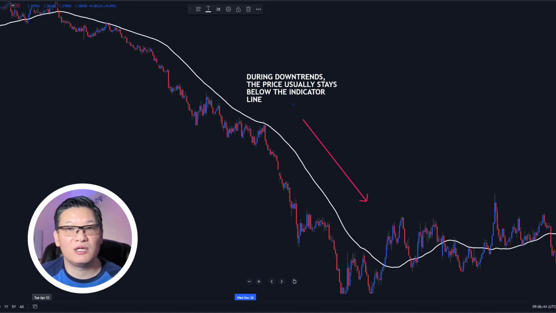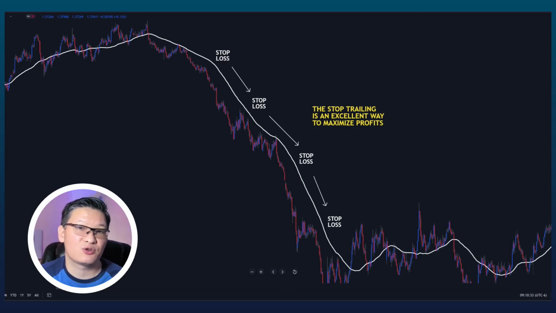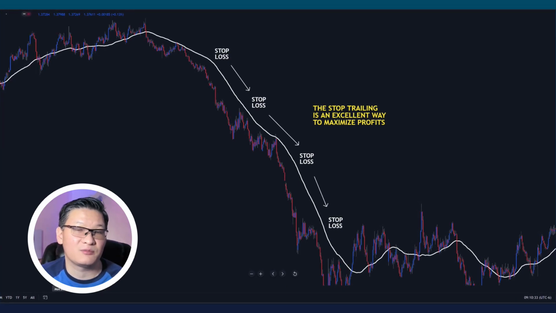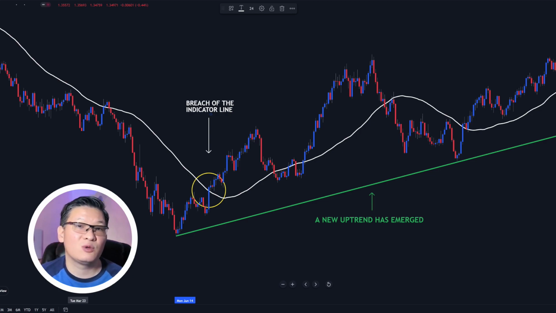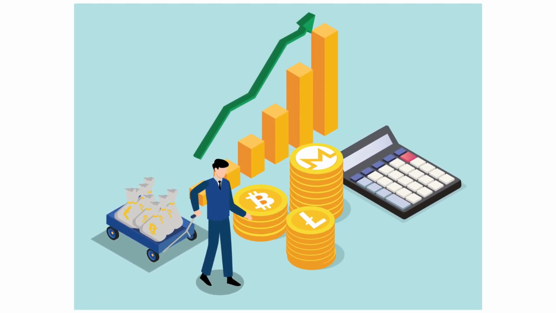In case of downtrends, the price usually stays below the indicator line, and this lets traders who have short positions ride the wave to the downside as well. Placing a stop above the indicator line and trailing it to the downside gives short traders protection against sudden price reversals. If the price breaches above the indicator line, this will result in either a beginning of a consolidation phase or a reversal to the upside. At this point, short positions should be closed and profits realized.